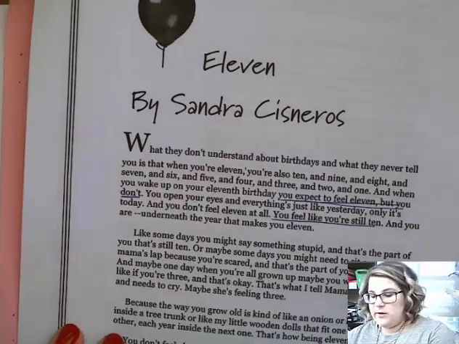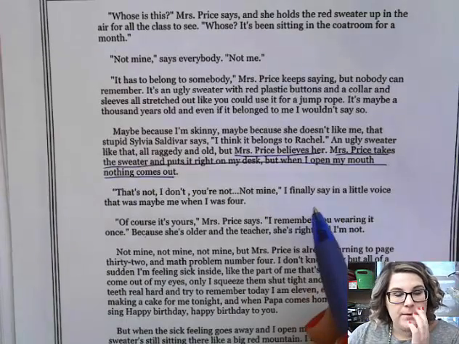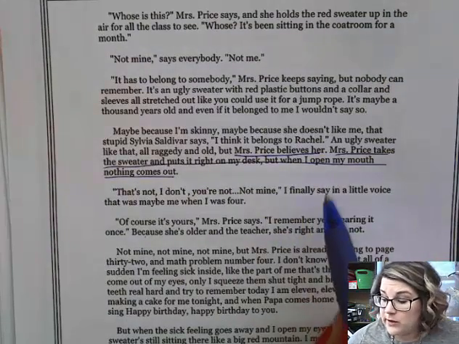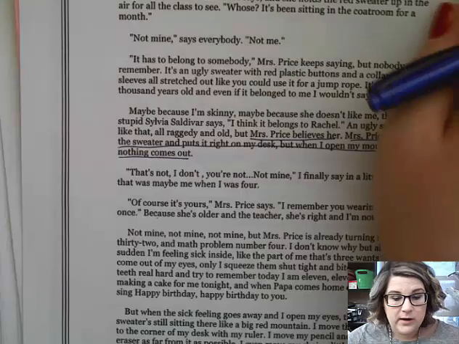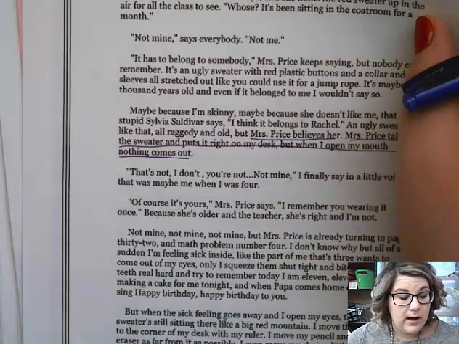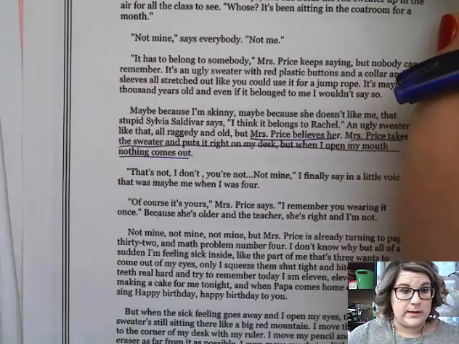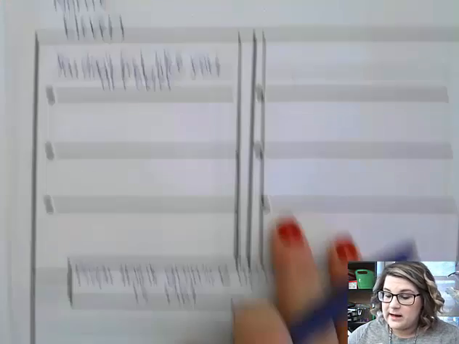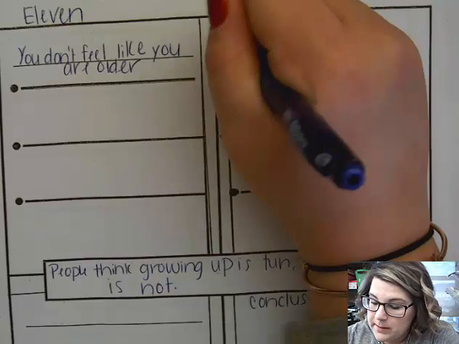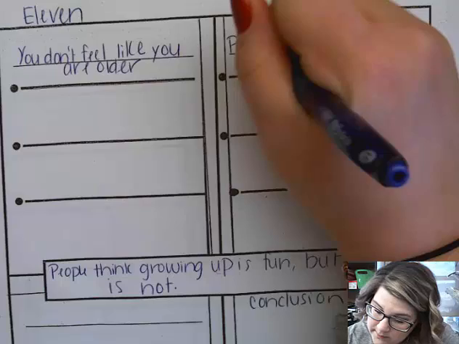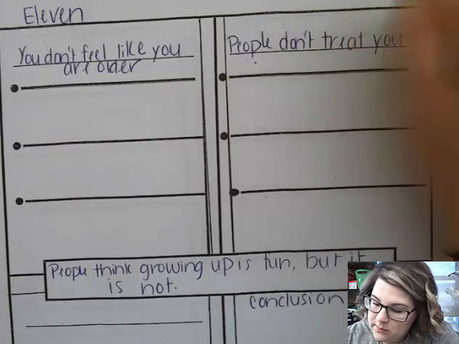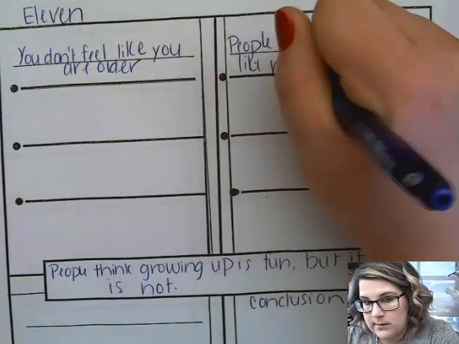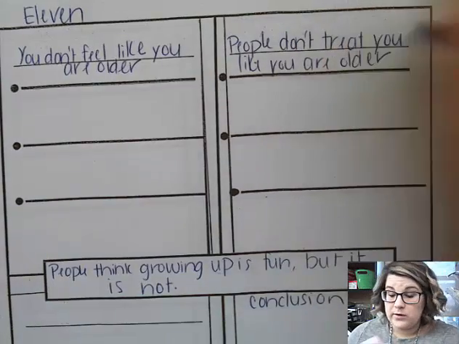So moving on, there was another section that I started underlining in, and that's over here, where nobody's believing Rachel when she says that the sweater isn't hers, and people are being kind of rude to her, and they're making her wear it and put it on. It doesn't even belong to her. So to me, they're not really respecting Rachel when she says, no, it doesn't belong to me, because she's forced to put it on anyways. So I think my second supporting detail is going to be, people don't treat you like you're older. So they don't even believe her. Treat you like you are older. So now I just need to find one more supporting detail.